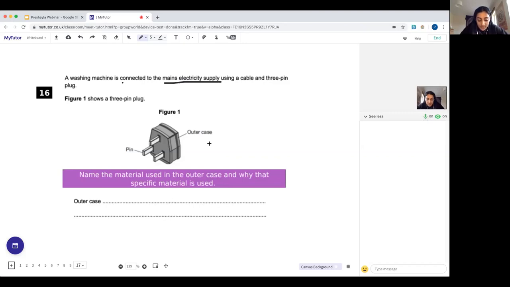Loads of you got it within seconds, which is great. So it's kind of the same as the last answer. The outer case is plastic and we use plastic because it's a good insulator. And that means that it's not going to let the electricity flow out.